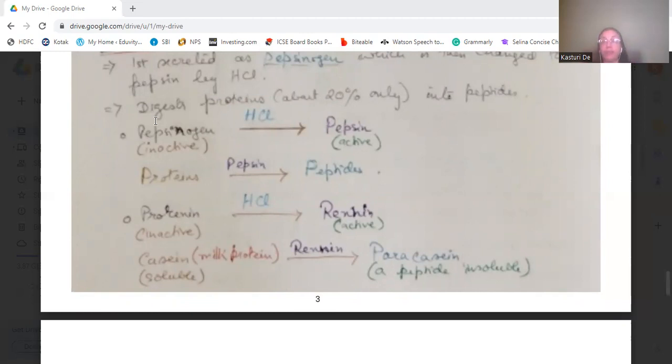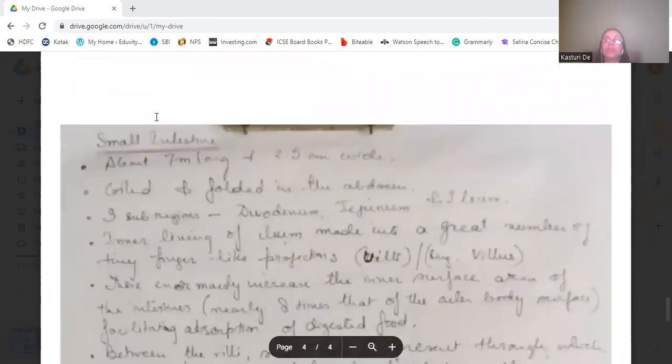This is also a peptide which is insoluble in nature. Now we come to the small intestine. After the chyme has been thoroughly mixed up with the HCl and pepsin, that is, protein digestion has started, the protein has been converted to peptides.